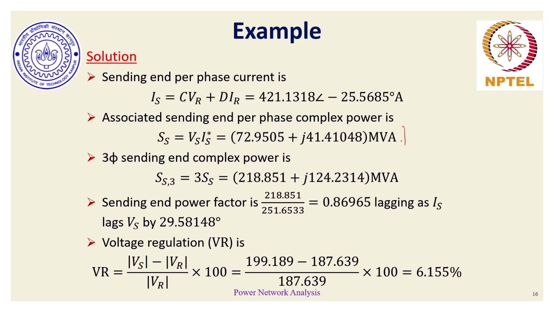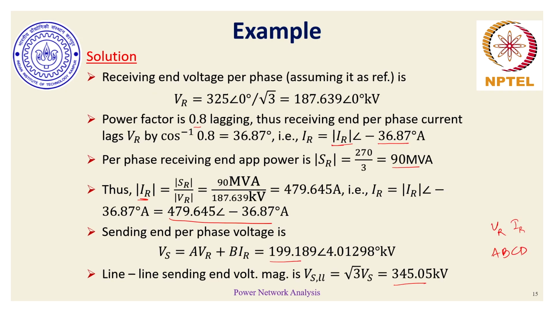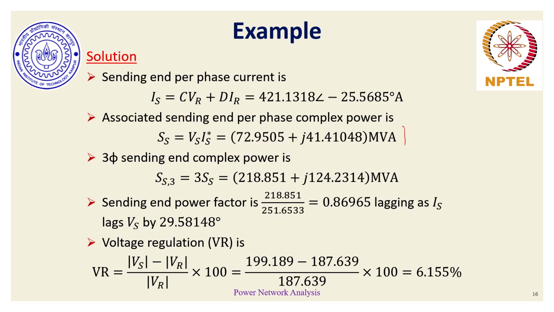In terms of power factor, the receiving end load has a power factor of 0.8 lagging, and if we observe the power factor at the sending end, it is not exactly the same as 0.8. It is different. In fact, it is better than the receiving end power factor, tending to be closer to 1. The reason for this power factor improvement is that the line capacitance now comes into the picture.